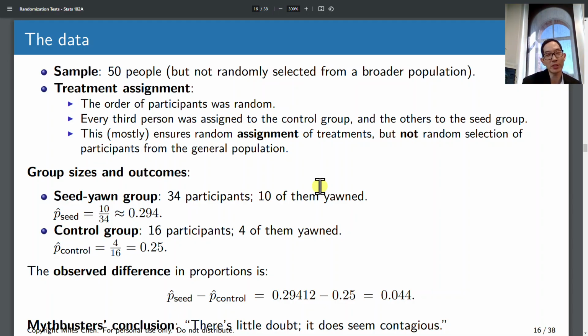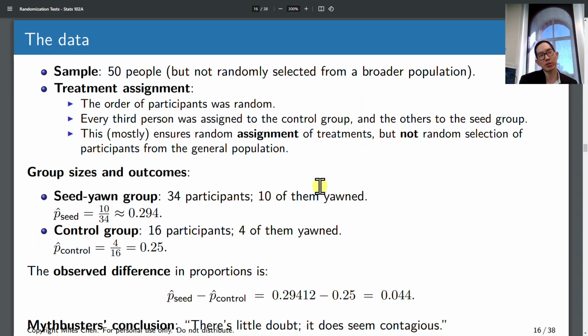I think it's okay to say that random assignment was used for deciding who was going to be in the control group versus the treatment group. I think it's safe to assume that the order of participants was random, and every third person was assigned to the control group, and the others were in the seed group. So this is, generally, random assignment. It's not like they flipped a coin before they went in, but I think it's safe to assume that the order of participants was random.